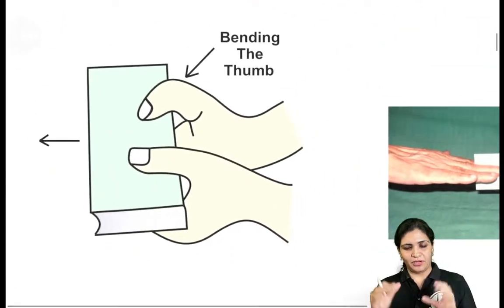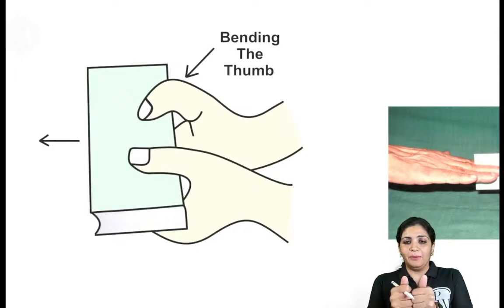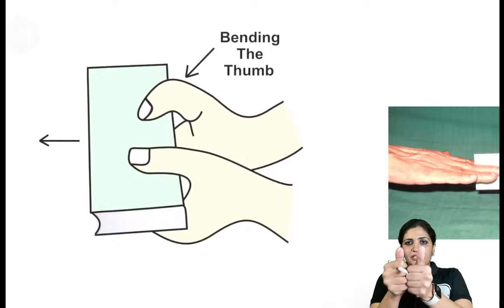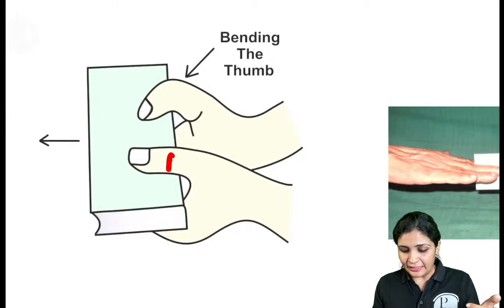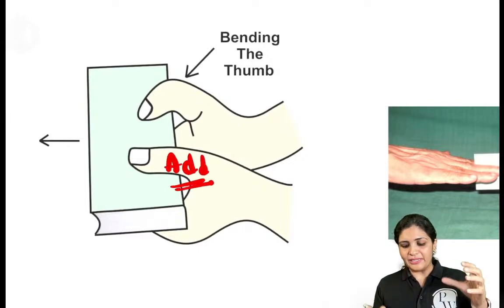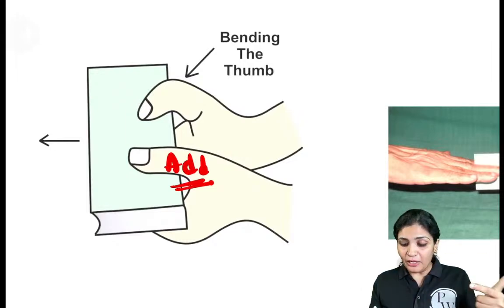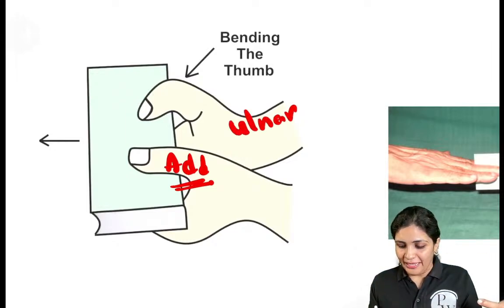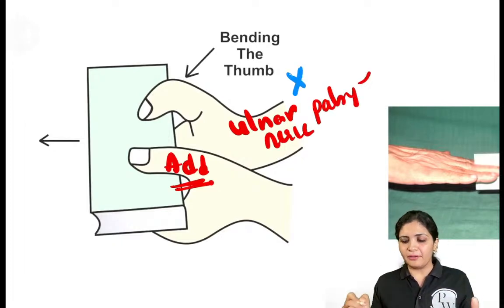So this is the book test I'm talking about. Whenever somebody is asked to hold a book with the help of the thumb like this, this particular action of holding a book requires the adductor pollicis. So here what you're doing is adducting the thumb towards the book and giving the grip, right?